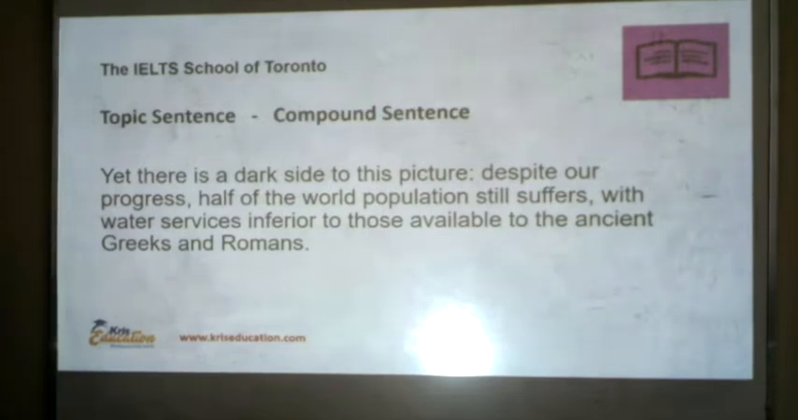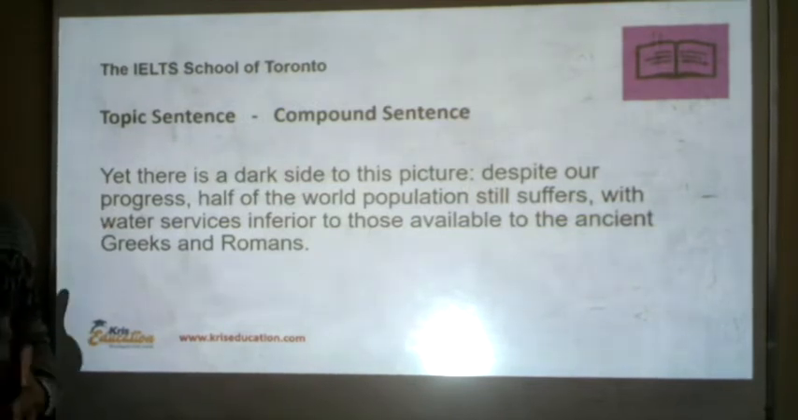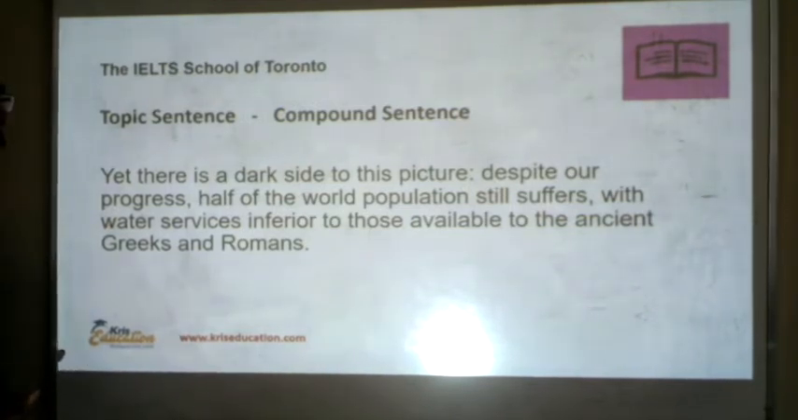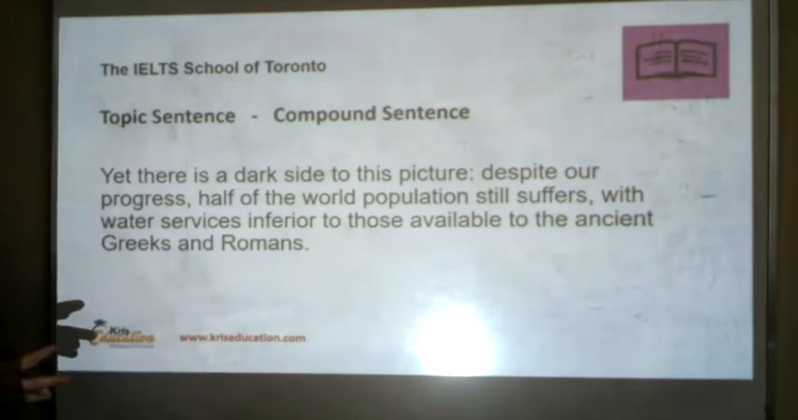What happens with complex sentences is the most important part is the main sentence. The main sentence carries meaning. The main sentence is the sentence which can stand on its own, which has meaning on its own. It doesn't need any secondary sentence to understand what the sentence says.